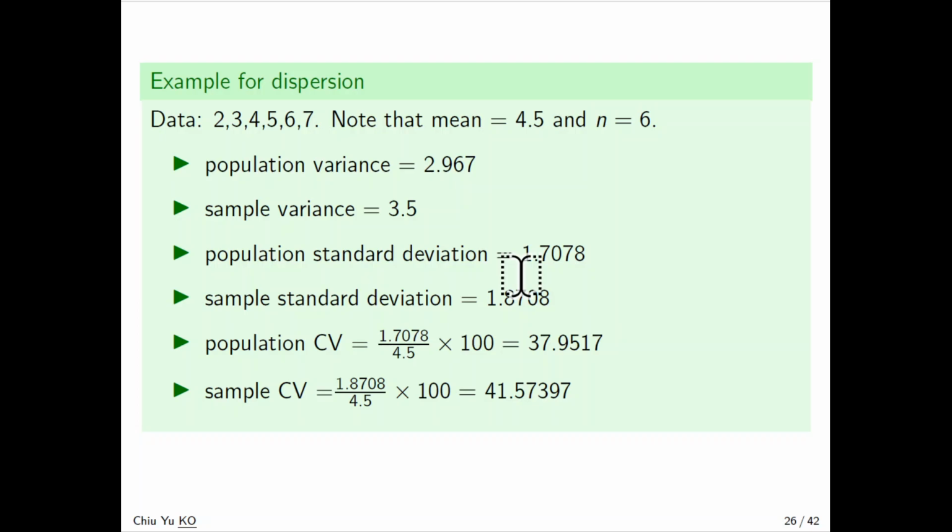Now try to verify yourself. The population variance is this number, and the sample variance and all these are these numbers. You need to verify them using your calculator or by hand, following the definition. For example, I'll just show you this one, how to calculate this 2.967.